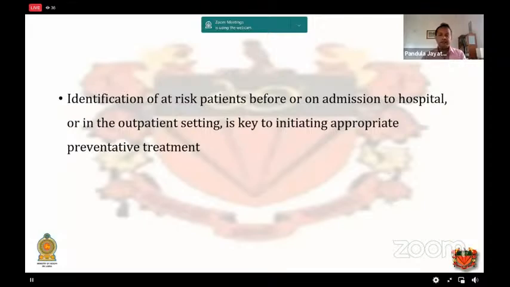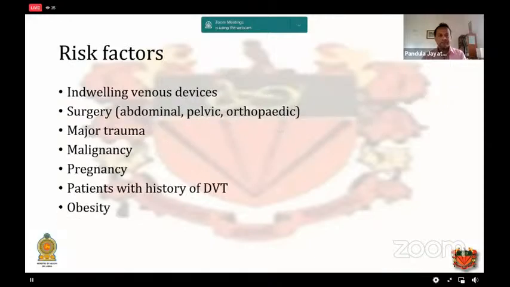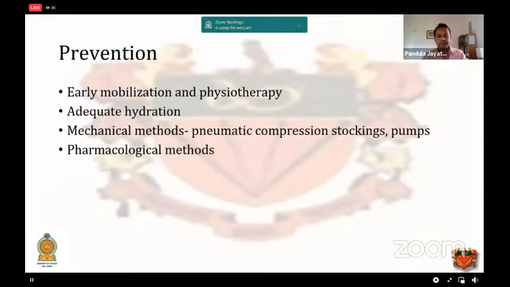So even at the time of admission to the hospital, until the discharge from the hospital, we have to treat this patient, or we have to administer DVT prophylaxis. So who are the risk category patients? Patients with indwelling venous devices, patients who had surgery, especially abdominal, pelvic, orthopedic, major trauma, malignancy, pregnancy, and also patients with a history of DVT, and also patients who are obese.